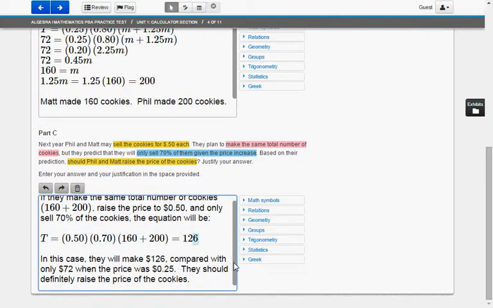Compare that with the fact that they only made $72 when the price was 25 cents. And so I can conclude that they should definitely raise the price of the cookies. They've earned significantly more money this way. Even though they sold a smaller percentage of the cookies they made, when you charge a higher price, you're going to make more money.